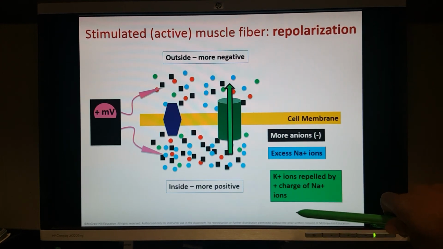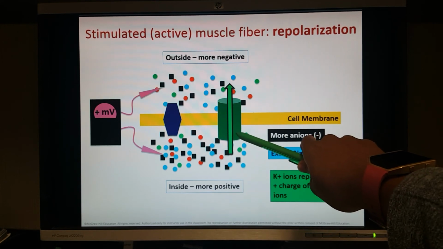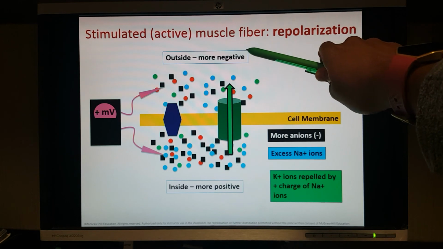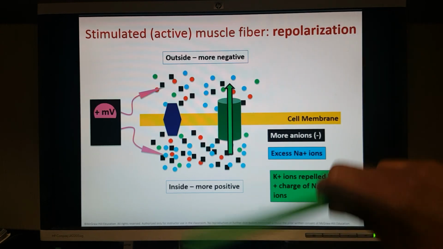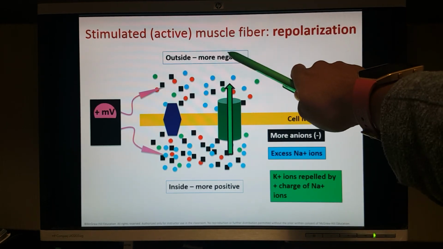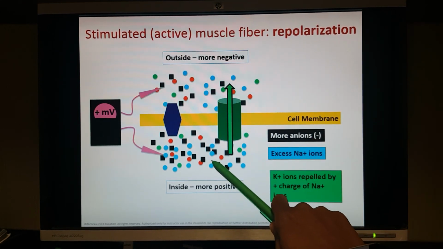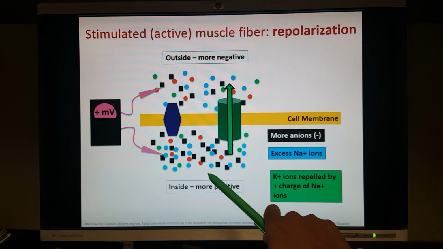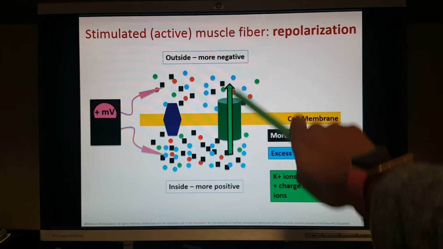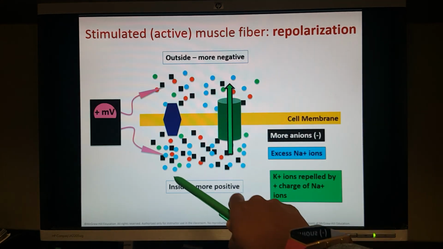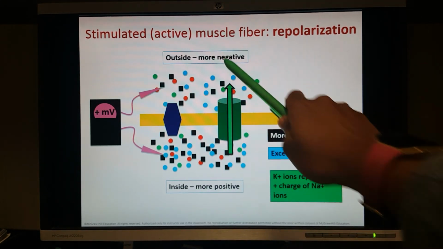So with your repolarization, your potassium voltage-gated ion channels finally open, allowing potassium to rush out of the cell, so going not only down their concentration gradient, but attracted to the more negative outside of the cell, as well as being repelled by the more positive charge on the inside of the cell. So moving potassium out of the cell. So depolarization, sodium rushes in. Repolarization, potassium moves out.